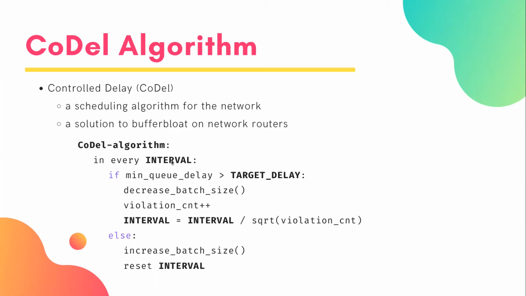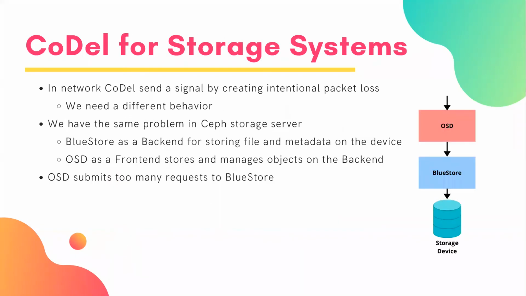Basically, this algorithm keeps track of the queuing delay in the interval, and at the end of every interval, it compares the minimum queue delay with the target delay. If it is more than the target delay, it's considered a violation, and it's going to decrease the batch size or limit the incoming rate. Otherwise, it's going to increase the batch size, assuming that it has the capacity to increase the rate. So we wanted to implement CoDel for the storage system. So we went for Ceph.